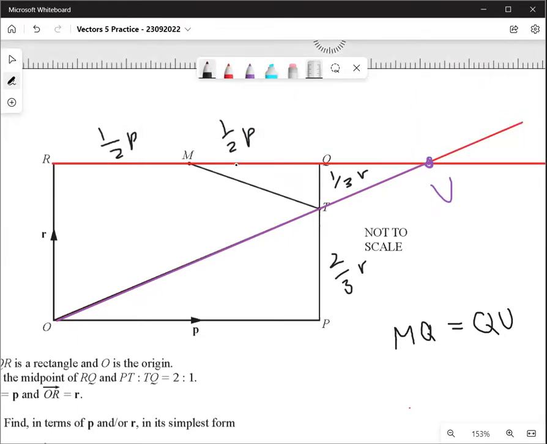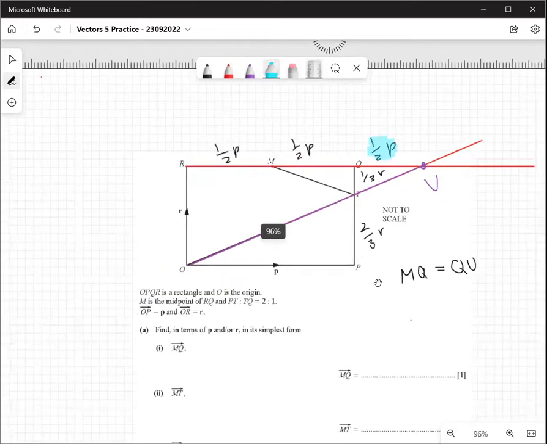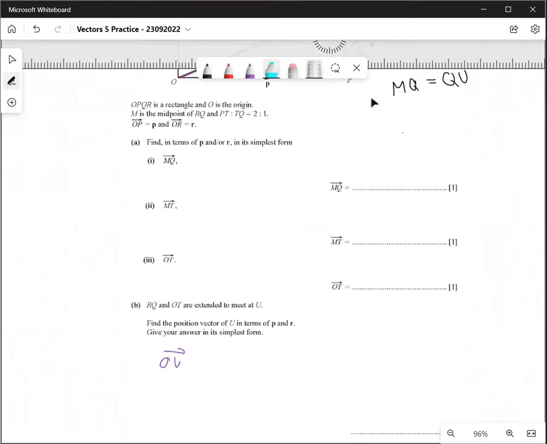So if I realize that this is also MQ, now what was MQ? Half P, 1 by 2 P. So that will be 1 by 2 P as well. Now, Anas, do you understand why this is 1 by 2P? So are we supposed to draw on the paper in the exam and then find out? Yes, that's what they're saying.